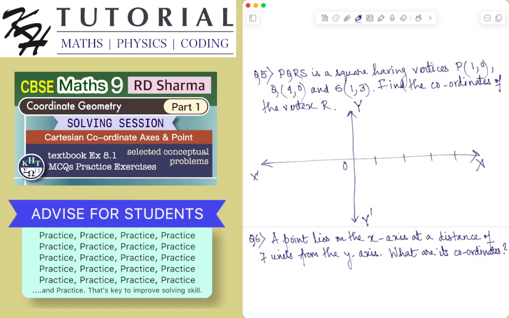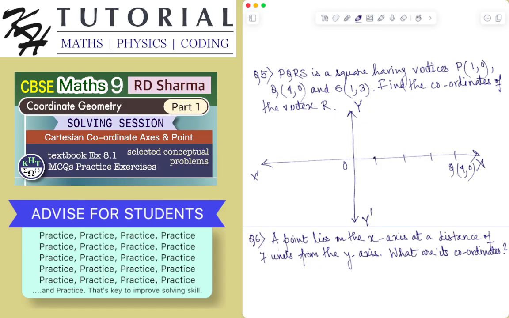The point Q, its ordinate is 0, which means it will lie on the x-axis. So this is the point Q. Its coordinates are (4, 0). So the point Q is at a distance 4 from the origin O, to the right hand side, towards the positive direction of the x-axis. The point P is (1, 0). So point P is also on the x-axis because its ordinate is 0.